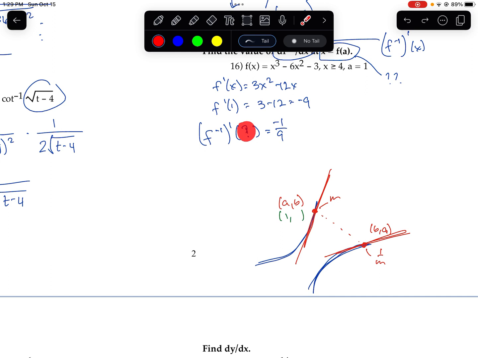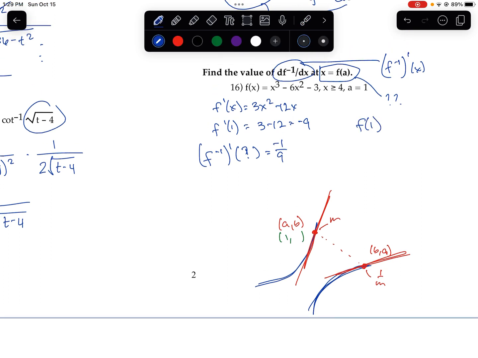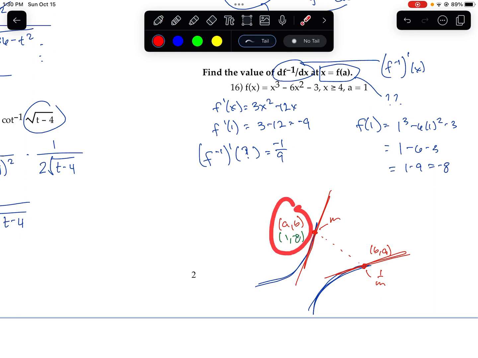It's not that you're just finding the derivative, which is easy, but at which point are you finding the derivative at? So I'm going to plug in 1 into our original function, so f of 1 would be equal to 1 cubed minus 6 times 1 squared minus 3, which is just going to be 1 minus 6 minus 3, which is equal to 1 minus 9, which will be equal to negative 8. So that is the y value here. And then remember that these points are reversed, so then I'm really finding the derivative of the inverse function at negative 8. Now, that's not something that you need to specify in your answer.